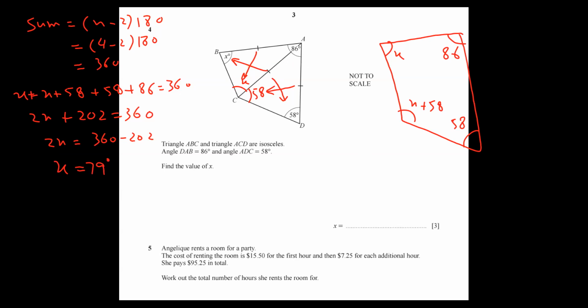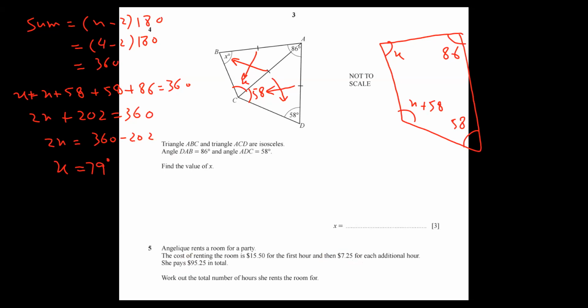Let's talk about the second question. We have A, who rents a room for a party. Okay, and the cost of renting the room is this much for the first hour. And then for each additional hour, we have a different cost. And the total payment is this much.